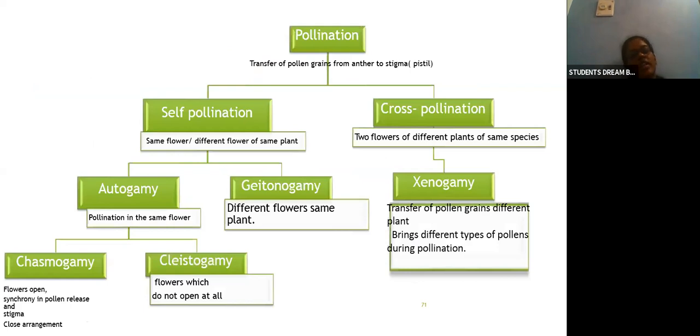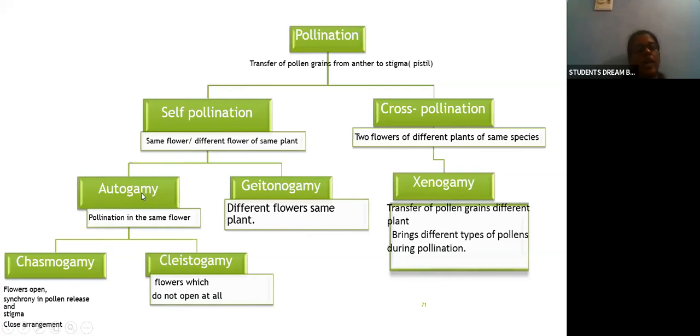So what are the various categories? Let us see what categories there are under this. Self pollination, as I told you, is pollination which occurs in the same flower or a different flower of the same plant. Self pollination is of two types, autogamy or geitonogamy. Autogamy means pollination in the same flower, geitonogamy means different flowers of the same plant.